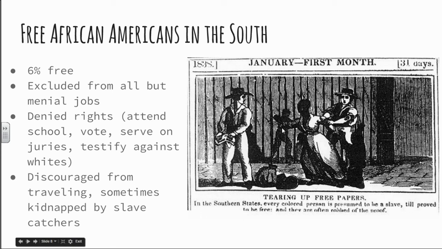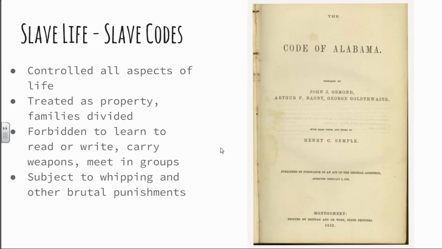So while this man is capturing her and preparing to sell her into slavery, he looks on and tears up her proof. And they say, in the southern states, every colored person is presumed to be a slave till proven to be free, and they're often robbed of the proof. So that's what's happening there.